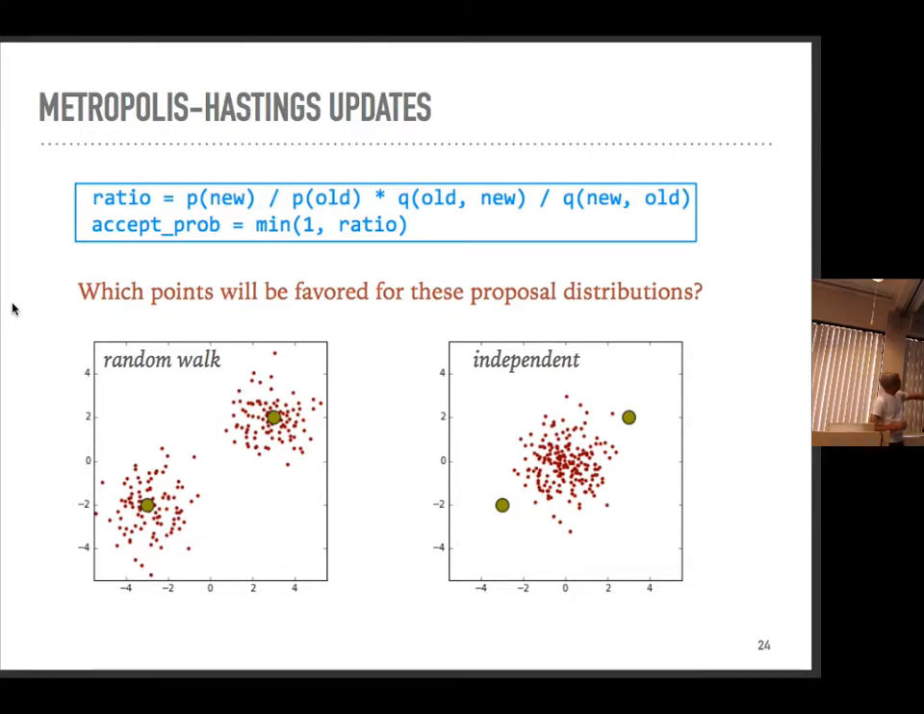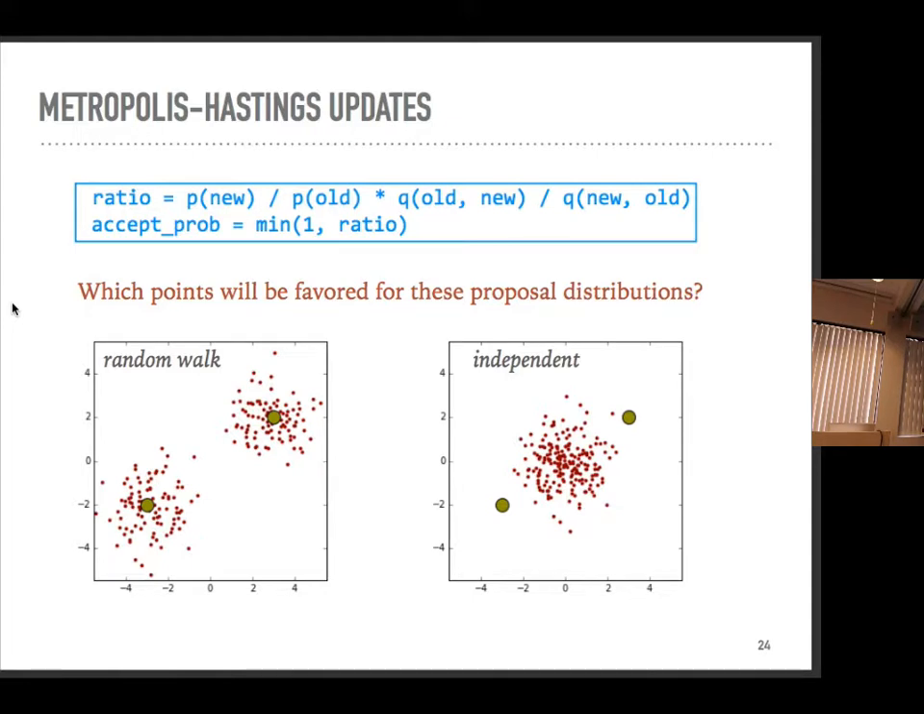Here's some pseudocode for calculating that ratio. I've shown you the same cloud: this is the random walk proposals, and this is the independent proposals. In the next slide, I'm going to color code each of these proposed points by the probability that we would accept them. What do you think that's going to look like? In this case, I didn't tell you what P is. P is a Gaussian centered at the origin.